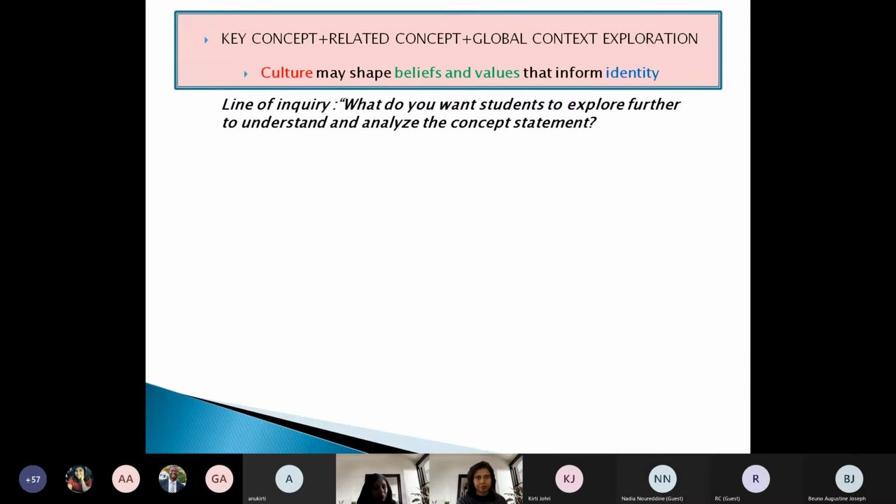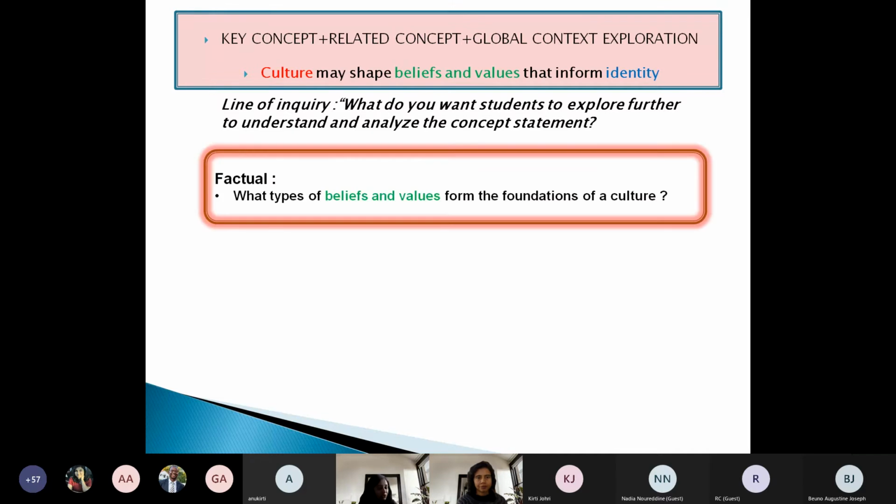Then came the line of inquiry, which means what do you want students to explore further? Maybe one aspect of that statement of inquiry. So for example, in my first line of inquiry, I want to focus on beliefs and values. So my question could be, what type of beliefs and values form the foundation of culture? So beliefs and values was my global context exploration. And I am basing my first line of inquiry on this.